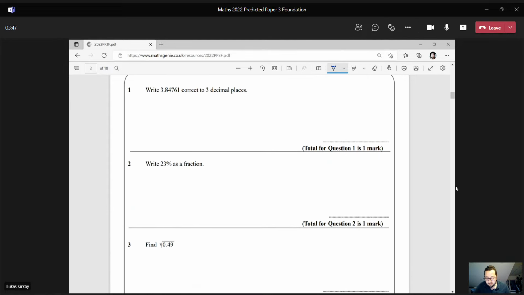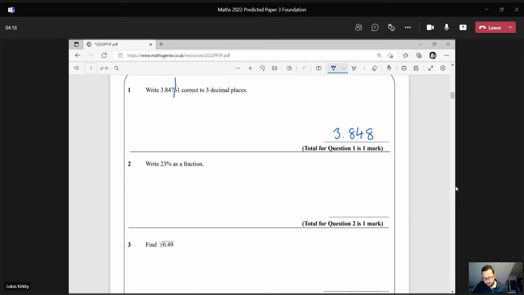So number 1 says write 3.84761 to correct to 3 decimal places. So what we do is we look at 3 places after the decimal, we'll draw a little line, and then the number after the line will tell us whether we're going to round up or whether it's going to stay the same. Now if we've got 6 after the line, it's 5 or more, so it's going to round up. So our answer is just going to be 3.848, rounded up like that.